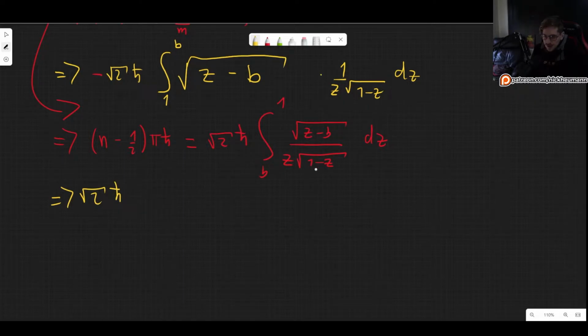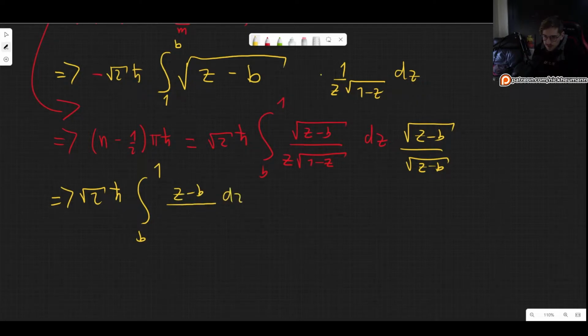Now, what I like to do is I'm going to just multiply and divide by the square root of z minus b. And why do I do this? Because this will allow us to simplify our expression considerably. So we end up with z minus b in the numerator, times dz of course, and then z square root of 1 minus z, and square root of z minus b. So all of those. And now we can separate this into two different integrals that will each be a little bit simpler than our initial one.